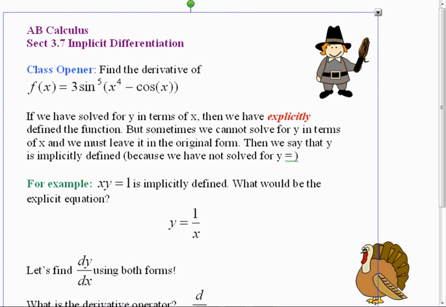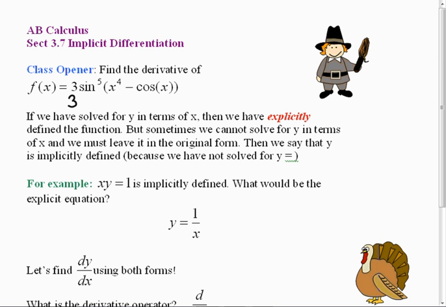Now, to do this problem, I don't like the way it's written. I'm going to rewrite it: 3 times the sine of x to the 4th minus the cosine of x, to the 5th power, because that's really where the 5 goes. Those are the same things. If you wanted to graph this on your calculator, you can't write it the way it's written on that sheet of paper. The calculator will not know what to do. So you need to be able to see that the sine to the 5th is the sine of all that stuff to the 5th power.